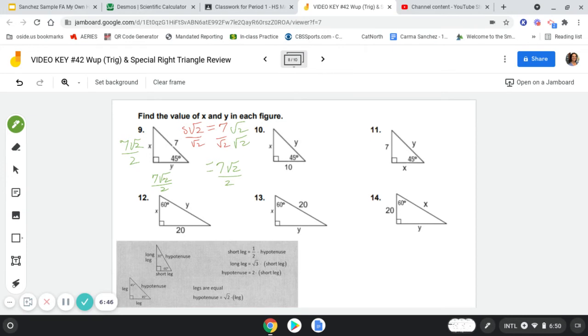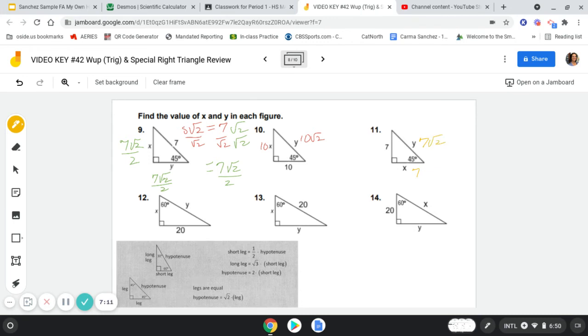On the next one, luckily this one is a basic one. This one's saying that one side length is already 10, so do you see how the other side length is 10? And my hypotenuse is just 10 root 2. I hope you're pausing the video and trying these. Next one has a 7 already in the side length, so my other side length is 7. My hypotenuse is just 7 root 2.